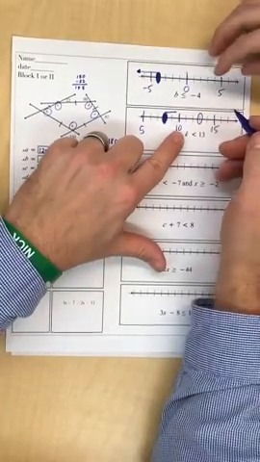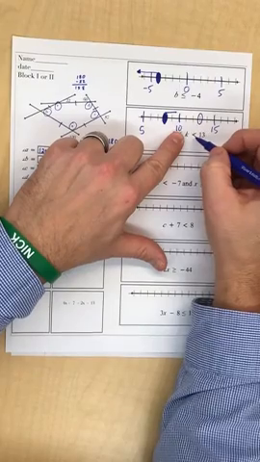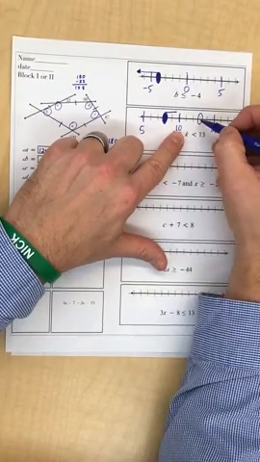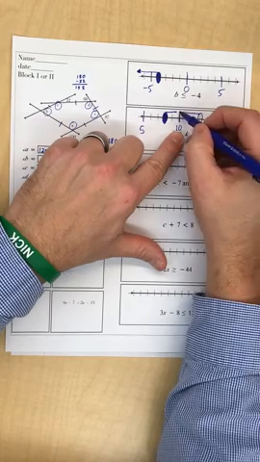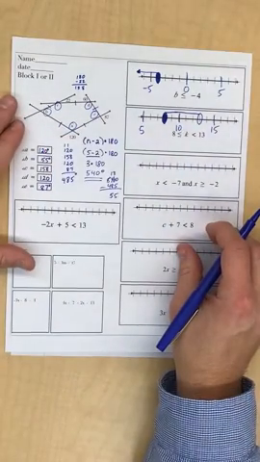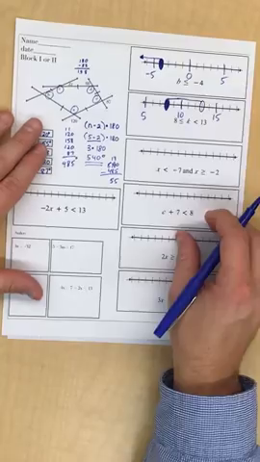And the other inequality, 13, there's no "or equal to," it's less than. So we don't color it in. Less than means we're going to the left. So now I've graphed that inequality.